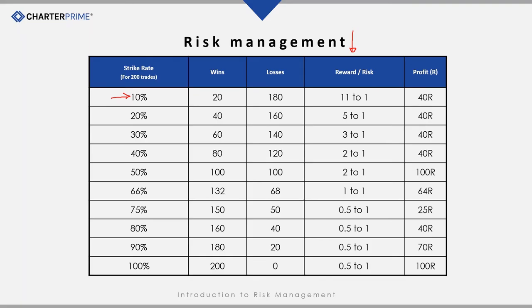For someone, it might be $50. For someone else, $100. It could be $1,000. It could be $5,000. But we all have a different amount. And what we're getting at here is this R here represents that amount of money for that person. But the real key column here is the reward to risk.